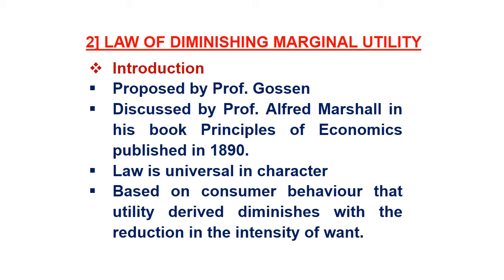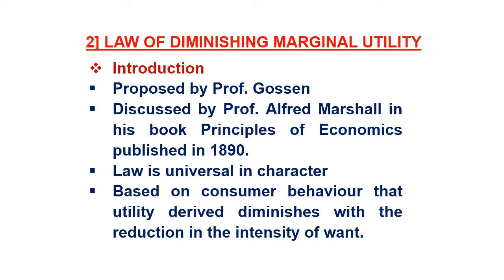And number three, the law is universal in character. What do you understand by law is universal in character? It means this law is accepted everywhere in the world. All inventions and discoveries took place due to the law of diminishing marginal utility. And number four, it is based on consumer behavior, that utility derived diminishes with the reduction in the intensity of want.